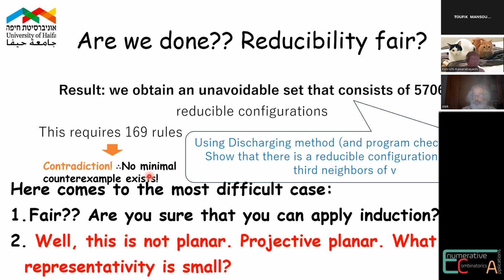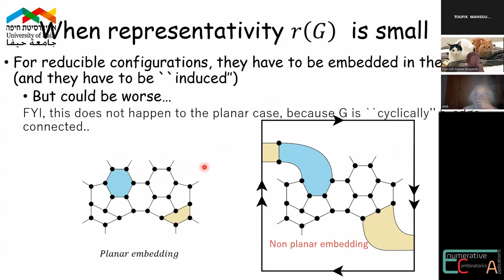The second difficulty is that this is projective planar. It's not planar, so we have a difficulty. Imagine the following situation. I have a planar embedding here. If this is induced, then this is reducible. But it may be the case that blue and yellow are adjacent because of the non-planar embedding, actually a projective planar embedding. In this case, it's not good because the reducible configuration is wrapped up, which is not really reducible. So we have to say something.